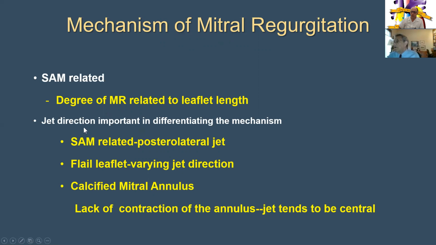Normally, for outflow tract-related mitral regurgitation, it's a posterolateral jet. If there's a flail leaflet, there can be varying directions of the mitral regurgitant jet. With a calcified mitral annulus, there's a lack of contraction of the annulus, and the jet tends to be central. So for SAM-related, it's posterolateral. If it's flail, you can have varying jet direction. And again, for calcified mitral annulus, it tends to be central.